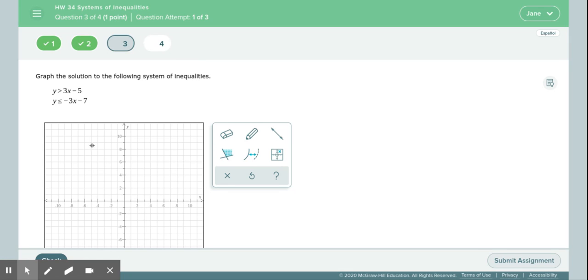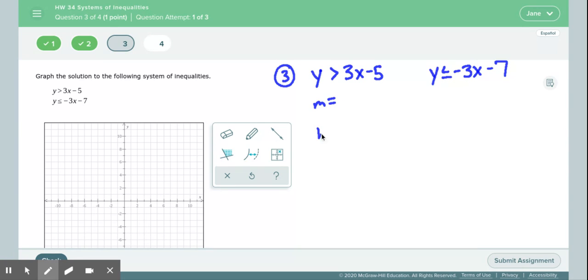So question number 3 is very much the same as question numbers 1 and 2. If you need help with it, I'm just going to do another example. If you don't need this, fast forward and go to question number 4. What I'm going to do is write down both of my inequalities, and since they're both solved for y, I'm going to identify their slopes.